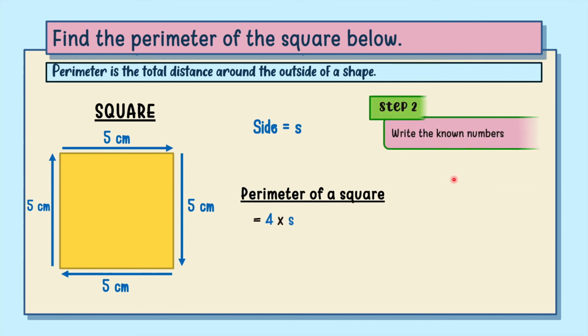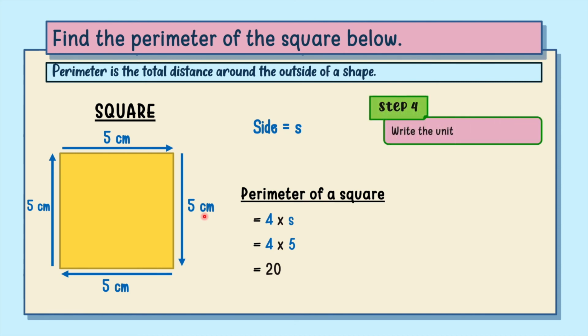So step number 2, write the known numbers. So what are the sides here? The sides is 5 centimeters. I will write down 4 times 5. Step number 3, solve the operation. So we will solve 4 times 5. So what is your answer? The answer is 20. Last step, always write the unit. Since the unit is in centimeter, so my final answer, I will write it down as 20 centimeter.